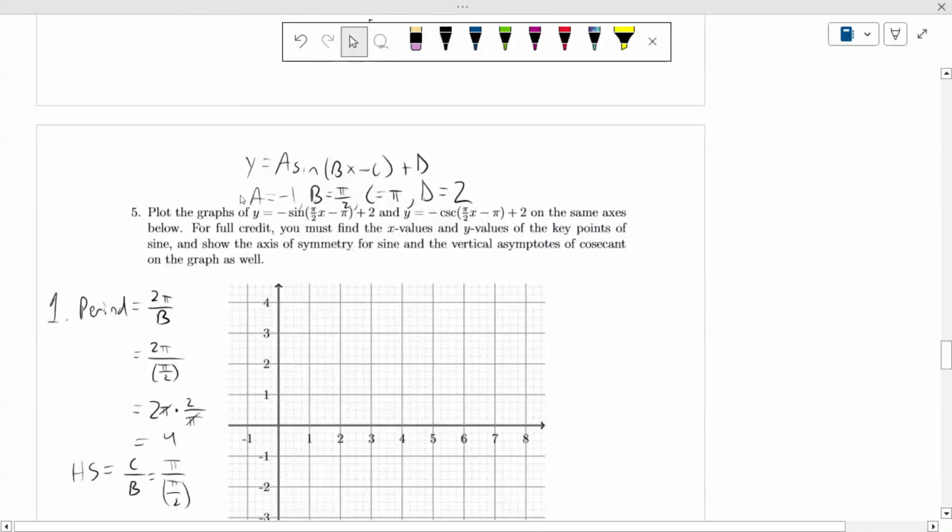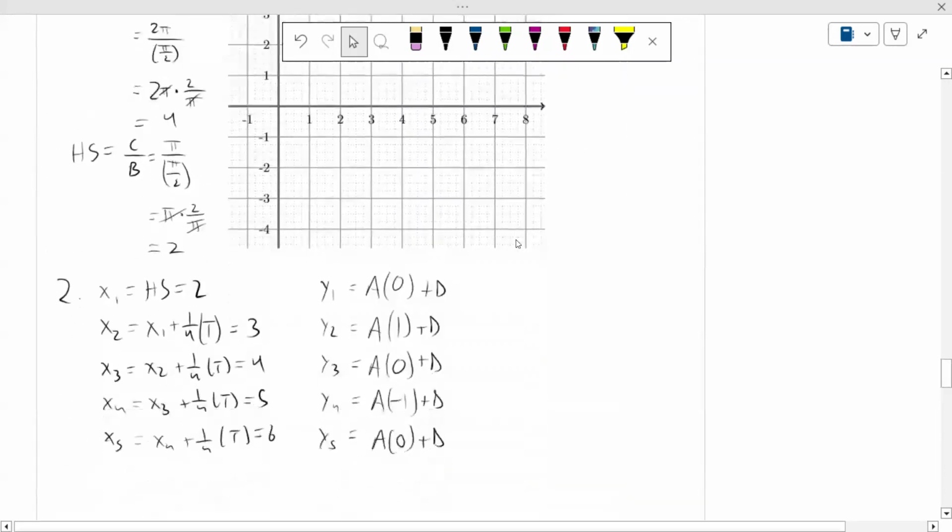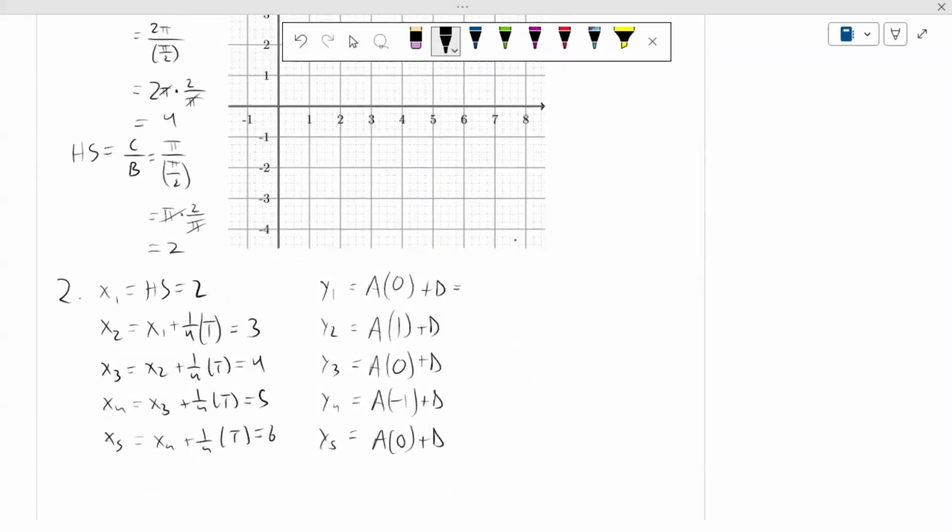So my a is -1, my d is equal to 2. So then I'm going to go ahead and plug that in. This is -1 times 0 plus 2, -1 times 1 plus 2, -1 times 0 plus 2, and so on.